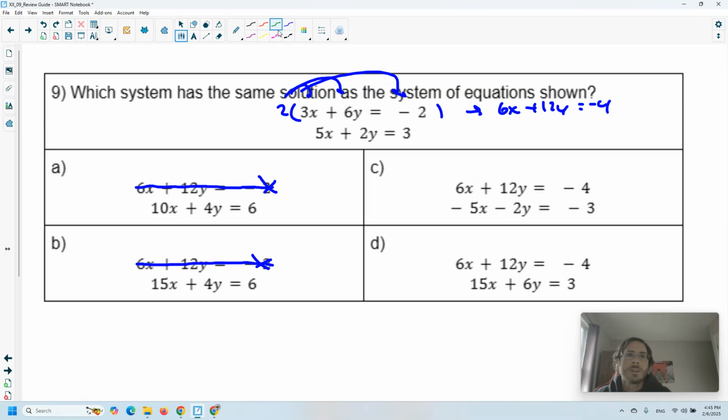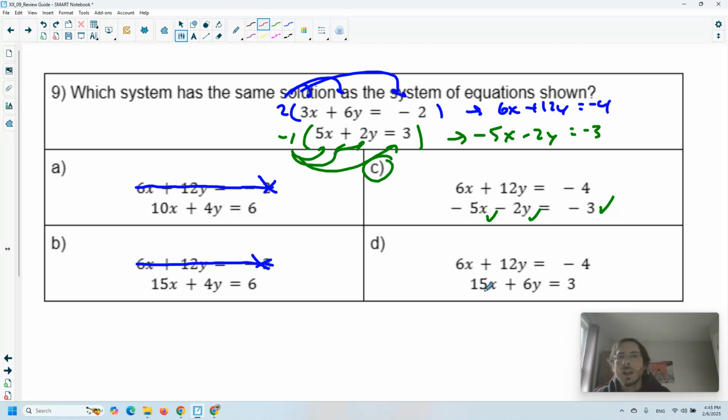So now we have to actually do a little bit of work. So for C, it looks like I got negative 5. So to get that one, I'd have to multiply by negative 1. All right. So negative 1 times 5x is negative 5x. Negative 1 times 2y is minus 2y. Negative 1 times 3 is negative 3. And that actually checks out. So all of these worked out. So I'm going to pick C.